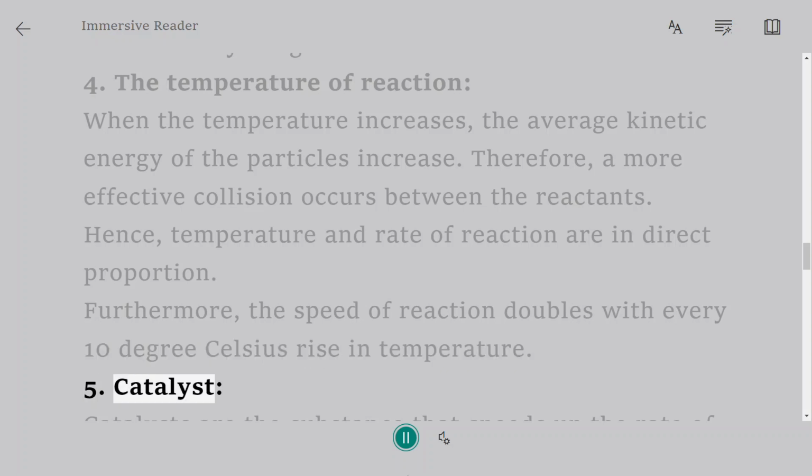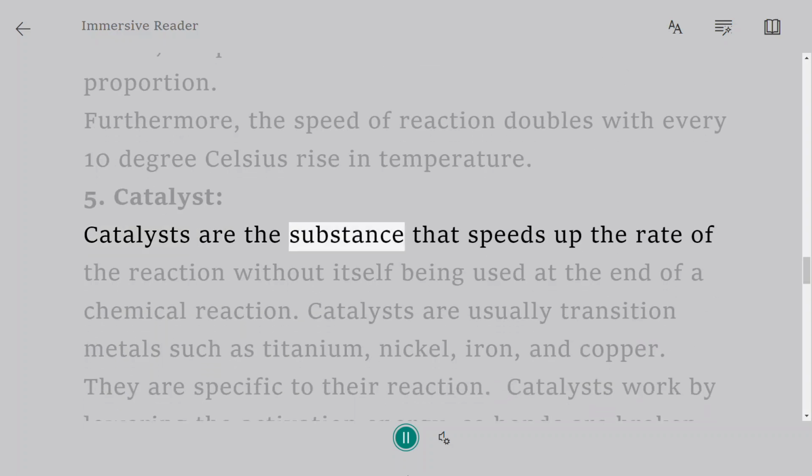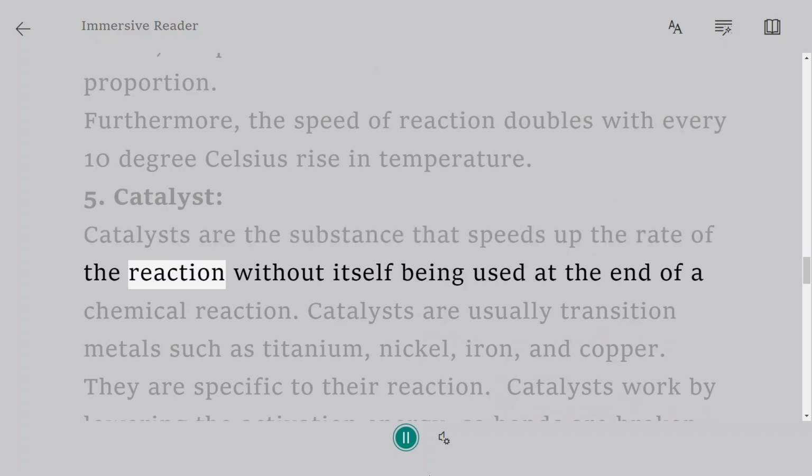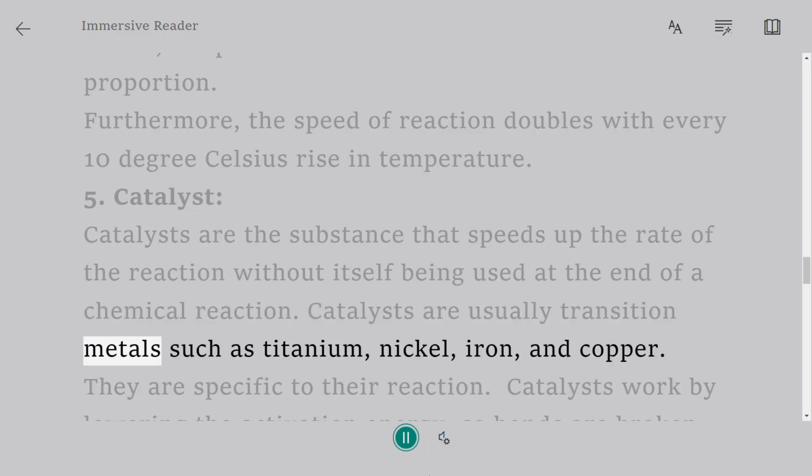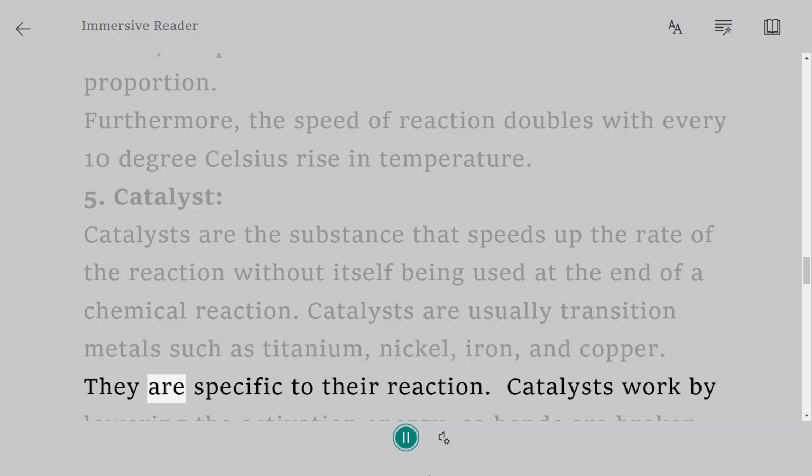5. Catalyst. Catalysts are the substance that speeds up the rate of the reaction without itself being used at the end of a chemical reaction. Catalysts are usually transition metals such as titanium, nickel, iron, and copper. They are specific to their reaction.